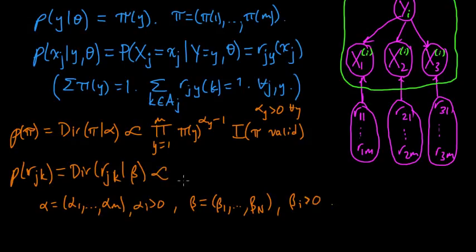All right, and this is just like before. This is proportional to the product over, let's say L. These are all the possible values that feature could take. L from 1 to capital N, of r jk of L to the beta L minus 1 times the indicator that r jk is valid.